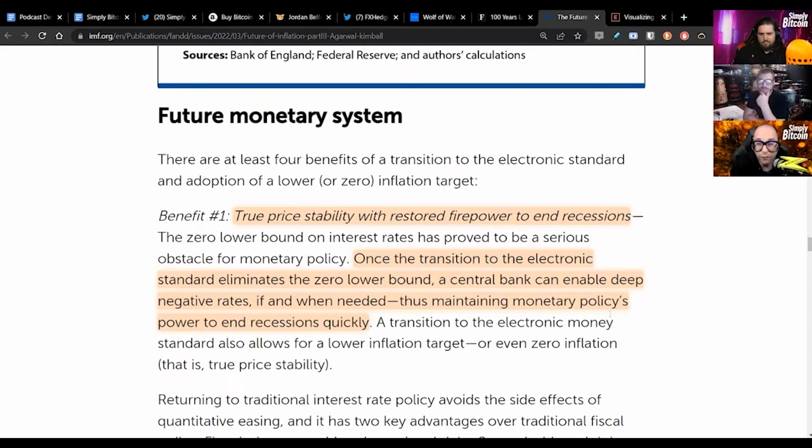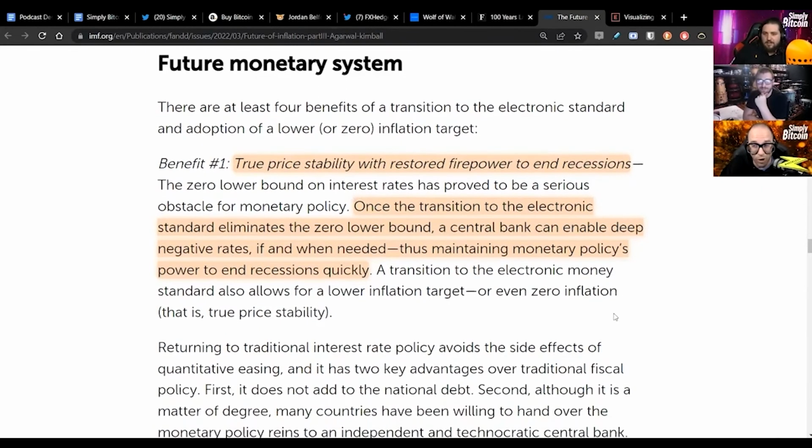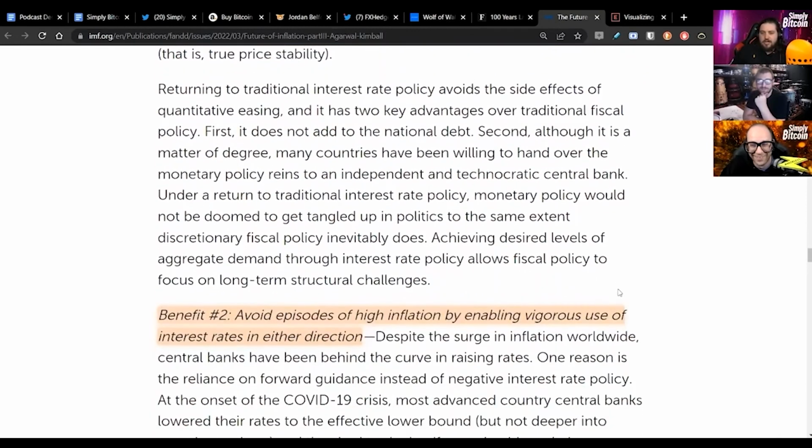Next, once the transition to the electronic standard eliminates the zero lower bound, a central bank can enable deep negative rates, if and when needed, thus maintaining monetary policy's power to end recessions quickly. We have no freaking clue that this is going to work. So you know what that means, right? So essentially a negative interest rate.